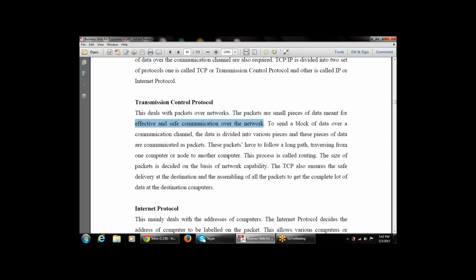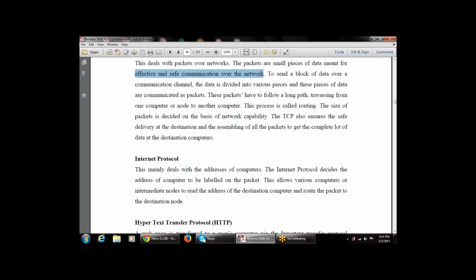It also ensures to reassemble all the packets to get the complete data at the destination computer. So this also ensures the safe delivery of the packet at the destination and the reassembly of all the packets at the receiving end. Then next, TCP/IP simply provides a secure connection and also ensures the reassembly of the data at the destination point.